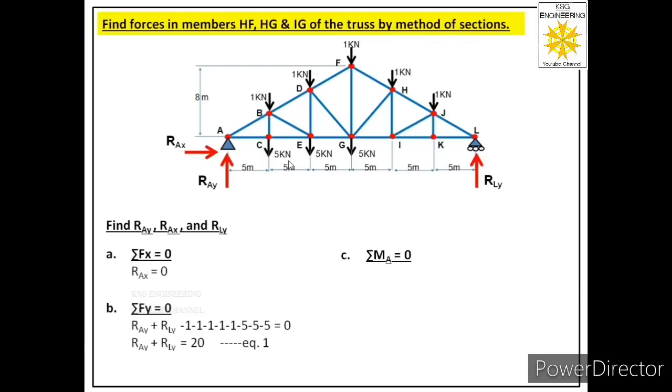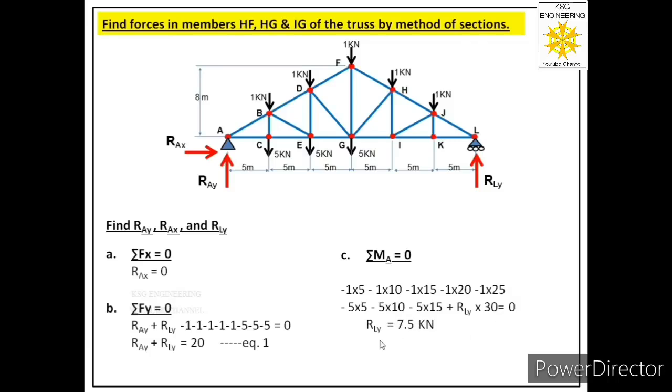Then we have a 5 kilonewton force acting at joint C. It will also generate negative movement, and its magnitude will be 5 into 5. It means the final equation will be minus 1 into 5, minus 1 into 10, minus 1 into 15, minus 1 into 20, minus 1 into 25, minus 5 into 5, minus 5 into 10, minus 5 into 15, plus RLY into 30 equal to 0.